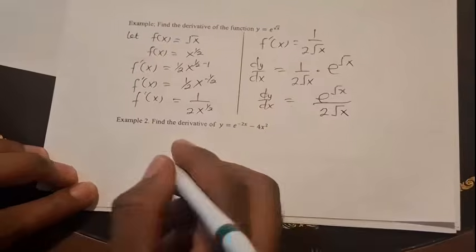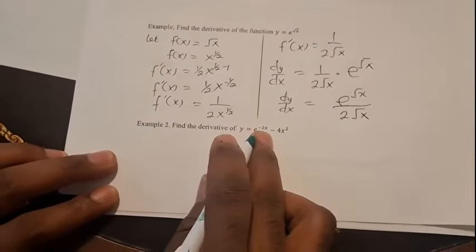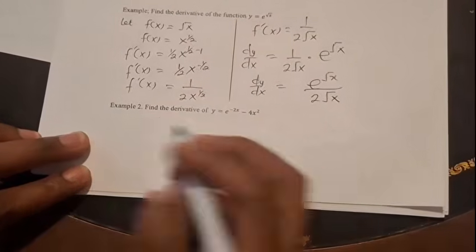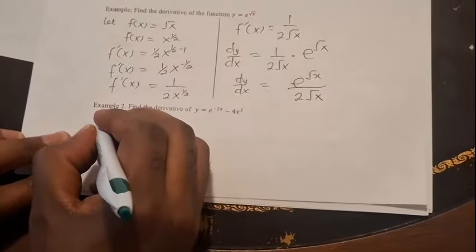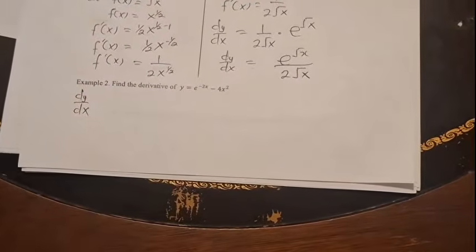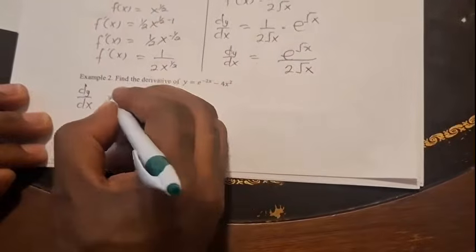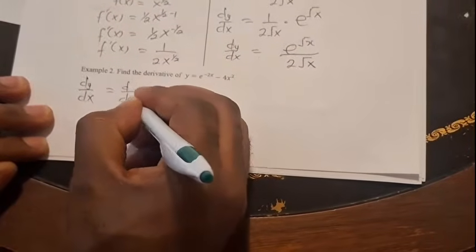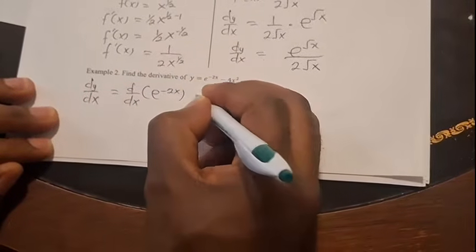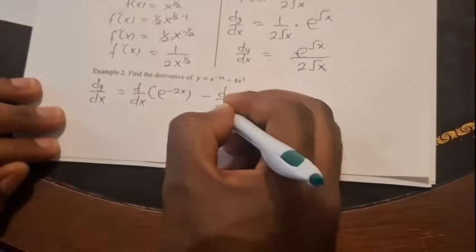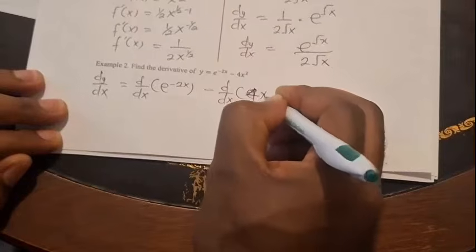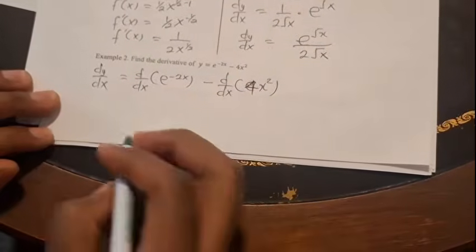Okay, so let's look at the second example. It says if y is equal to e exponent negative 2x minus 4x squared, we should find dy over dx, or we should find the derivative. So remember, from the difference rule, the differential of this function will just be the differential of e exponent negative 2x minus the differential of 4x squared. That's, we differentiate the function term by term.